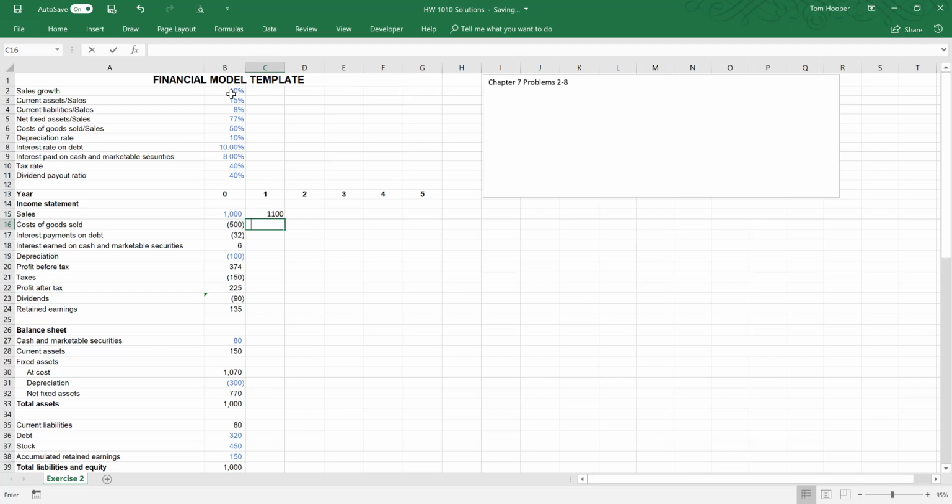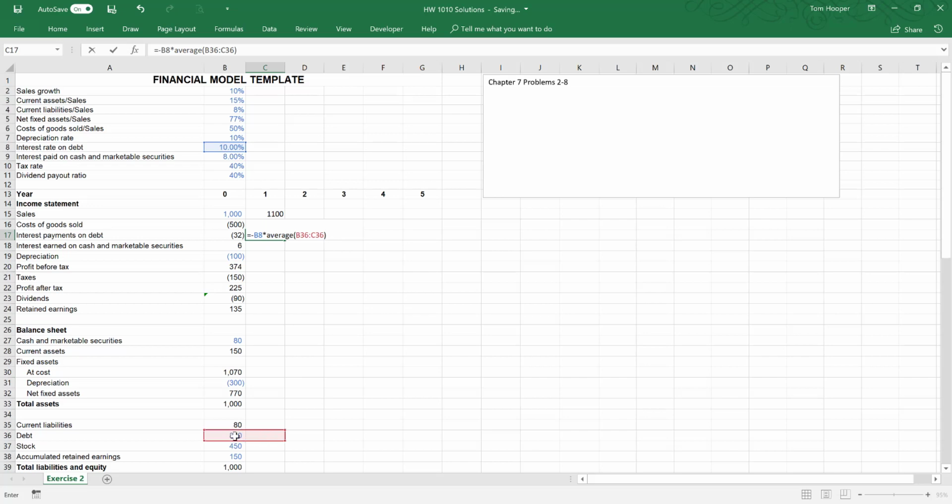Cost of goods sold, we are told, is equal to a negative 50% times sales. Interest payments on debt, we are told, is equal to a negative interest rate on debt times, we're going to use the average debt balance. We could have used last year's debt balance, we could have used this year's debt balance. We're going to use the average, quite honestly, because that's the way that the solution in the book approaches it.